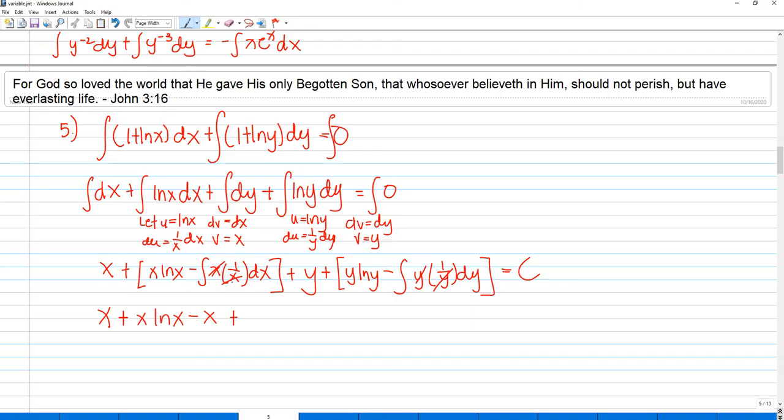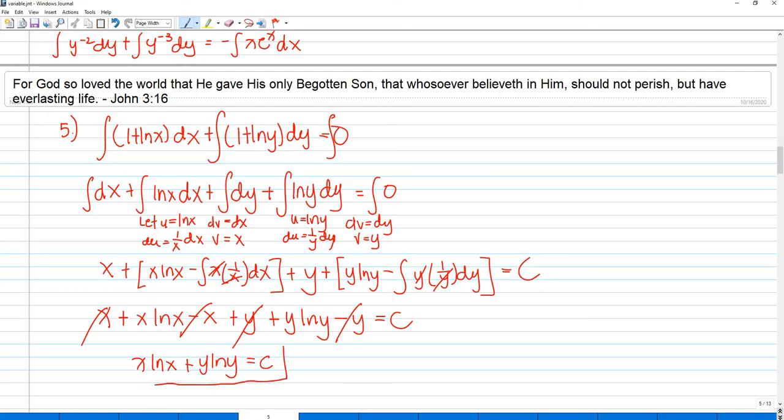So we simplify: x plus x ln of x minus x, because we have minus from the formula of integration by parts, plus y plus y ln of y minus y equals c. You can see x minus x would cancel, and y minus y would cancel. So we are left with x ln of x plus y ln of y equals C. And this should be our answer for this problem.